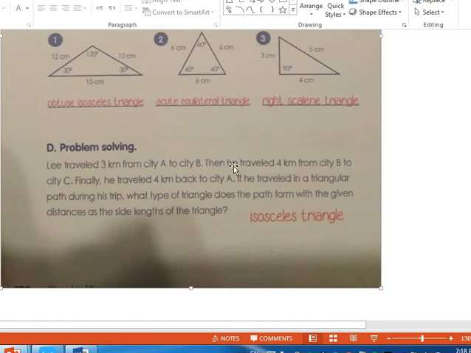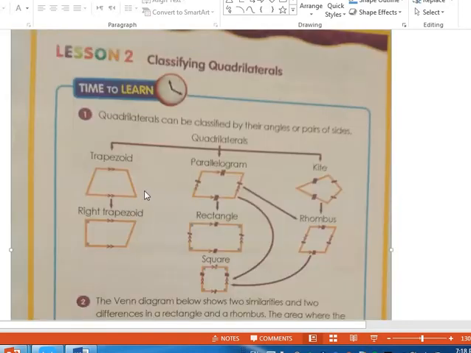3, then from this point to this point 3, and then from this point to this point 4, and then from this point to this point 4. So I have here a triangle. If you draw what I'm saying, you will have an isosceles triangle that has two sides equal in length, right? By this we have covered the classifying of triangles. Now going to the other lesson. Lesson 2 is classifying quadrilaterals.